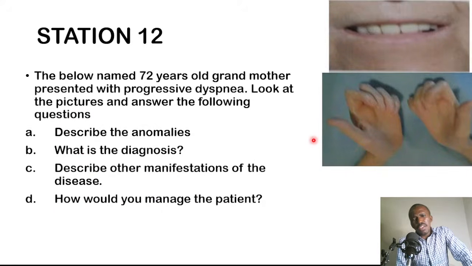Here is a station that may or may not come. Below is a 72-year-old grandmother who presented with progressive dyspnea. Look at the pictures and answer the following questions. Describe the anomalies. What is the diagnosis? Describe the other manifestations of the disease. How would you manage this patient?